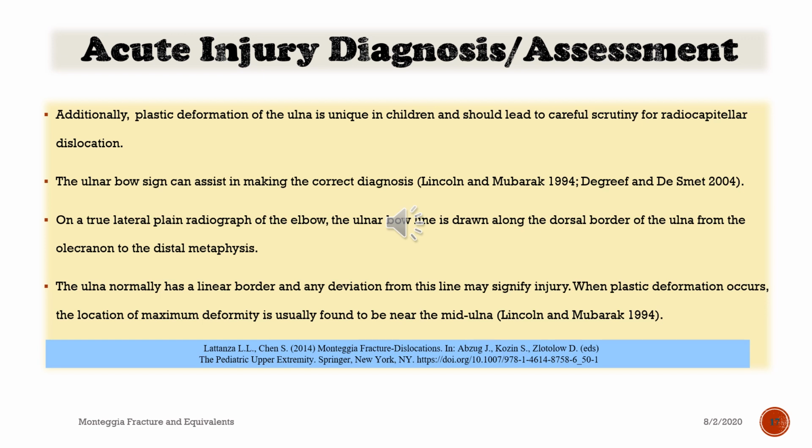On a true lateral plane radiograph of the elbow, the ulnar bow line is drawn along the dorsal border of the ulna from the olecranon to the distal metaphysis. The ulna normally has a linear border, and any deviation from this line may signify injury. When plastic deformation occurs, the location of maximum deformity is usually found to be near the mid-ulna. Lincoln and Mubarak 1994.